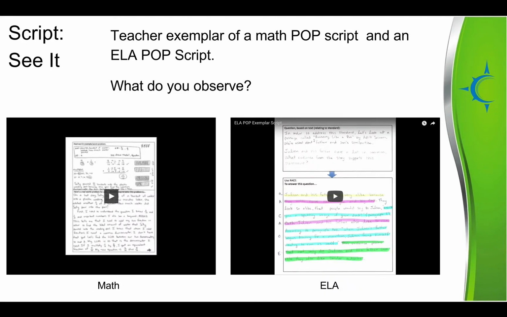Here is a teacher exemplar of a math pop script and an ELA pop script. What do you observe?